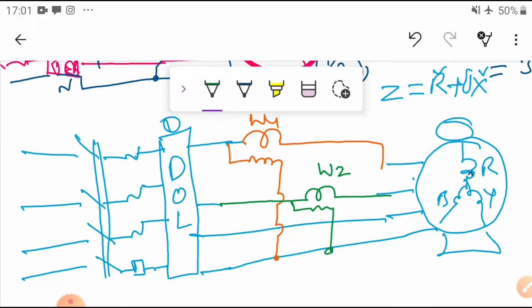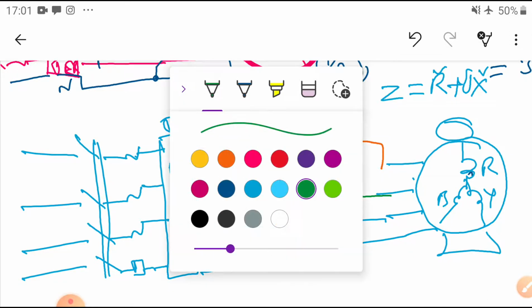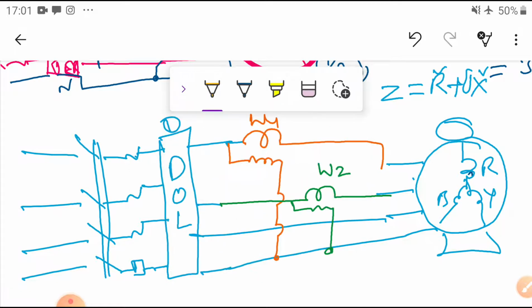Now you take the another phase. In this case, I will take the yellow color. First of all, you remove this one connection here. Now you connect this one CC coil, and here connect the PC coil, this one. So this is W3.